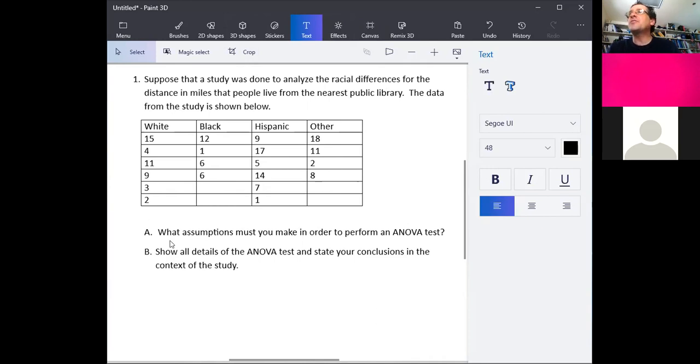Okay, so in terms of this, there's some questions that I have here. And the first is, what assumptions must you make in order to perform an ANOVA test? So first thing, and you may or may not realize, is that ANOVA stands for something. And what it stands for is analysis of variance. Let me write that in. I think it's important.